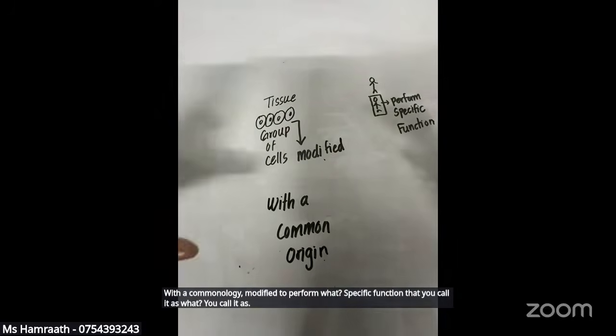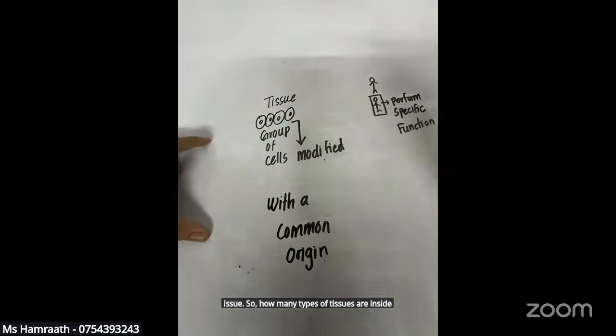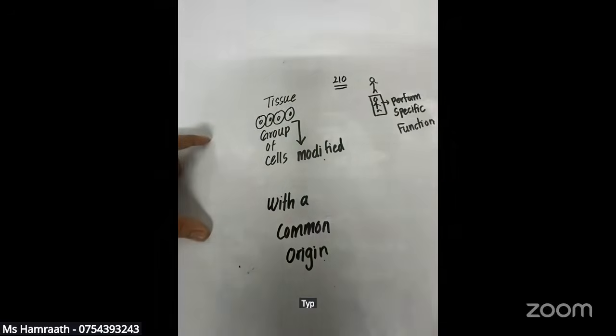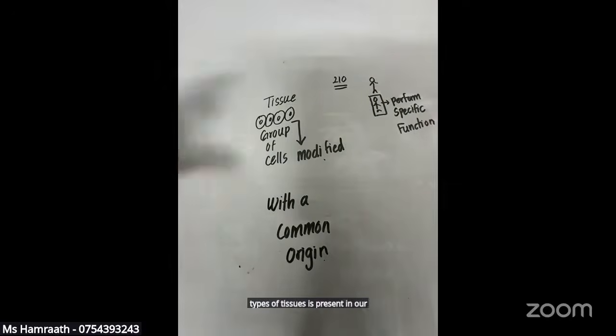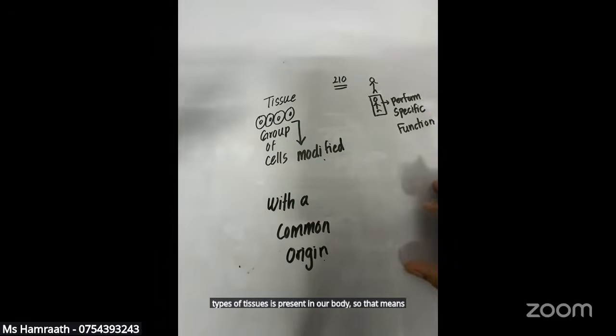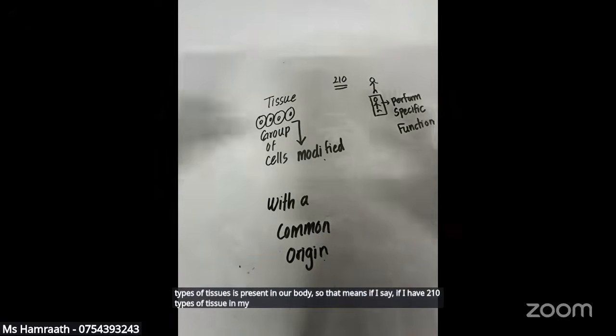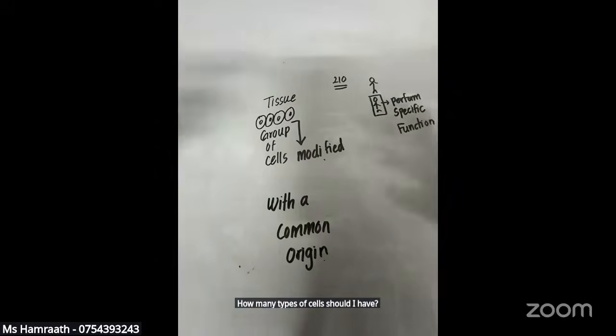So how many types of tissues are inside our body? Around 210 types of tissues are present in our body. So if I have 210 types of tissue in my body, what do you mean by that? How many types of cells should I have? I should have 210 types of cells.